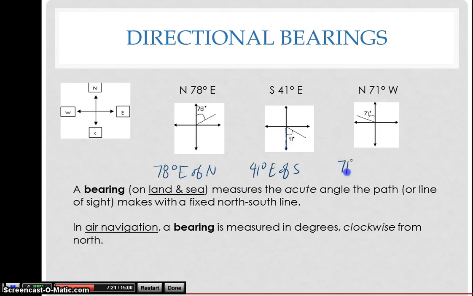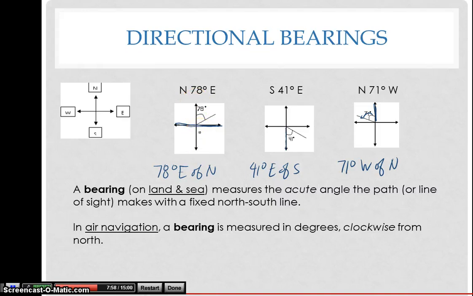The next one is 71 degrees west of north. So if we start at the north line, we're going 71 degrees to the west. Okay. So bearing on land and sea measures the acute angle. Notice they're all acute. The acute angle, the path or line of sight, makes with a fixed north and south line. So here, we're not starting like we typically start, from our east and west. We're starting from north and south.